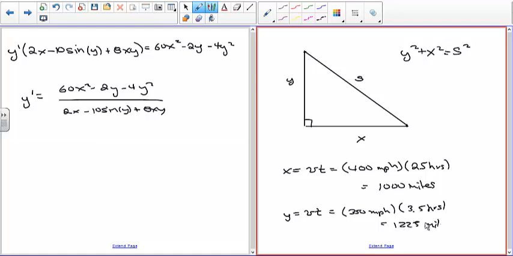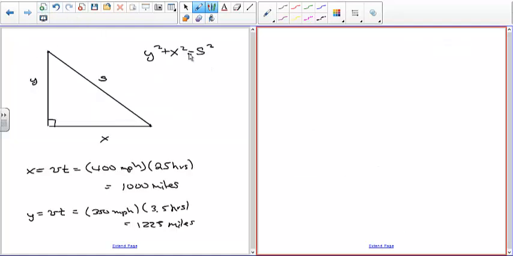And what we can do is we can use the Pythagorean theorem here to find s. So s squared is going to be equal to 1,000 squared plus 1225 squared. And to find s, we'll just take the square root of that. So 1,000 squared plus 1225 squared, take the square root of that, you get 1,581 miles. So we now know all three dimensions.